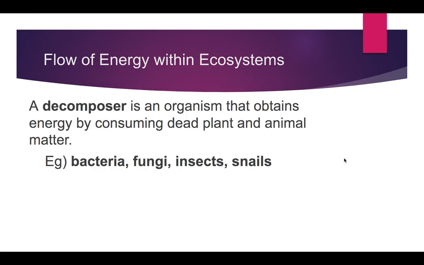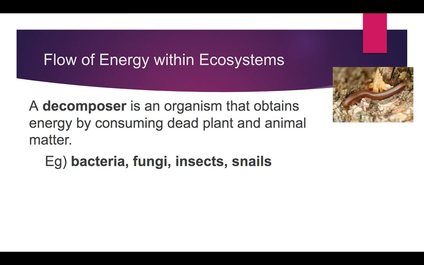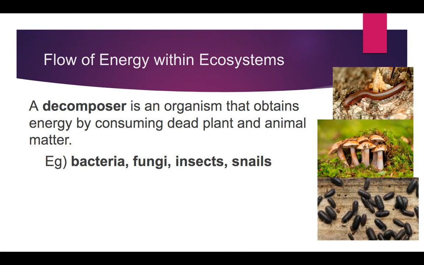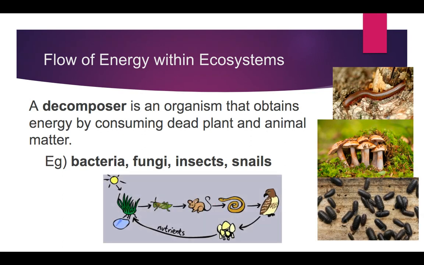One thing that is not mentioned in the previous food chain or food web are the decomposers. These are kind of like the underdogs of the ecosystem. They actually obtain energy by consuming dead plant and animal matter. These are like your nasty bacteria, your fungi, snails, bugs, all those fun things, but they do something very important.